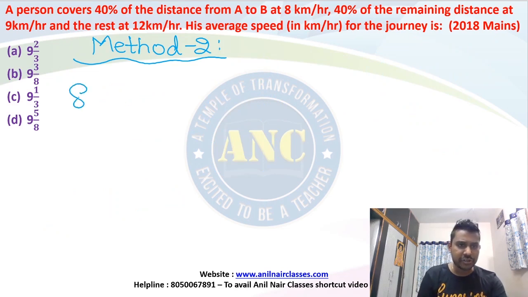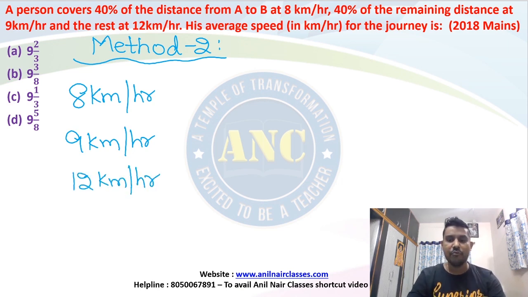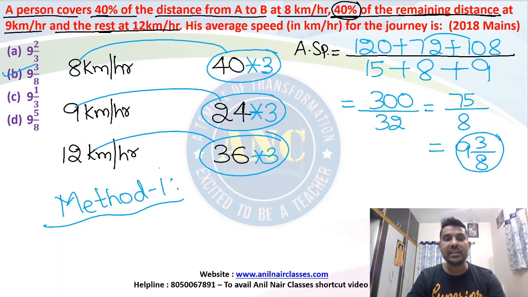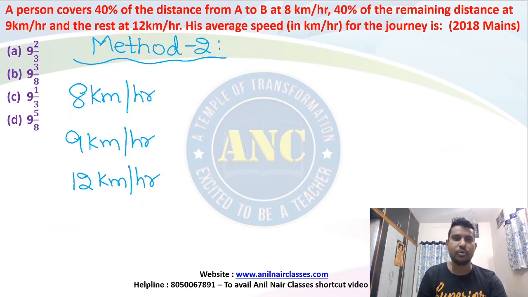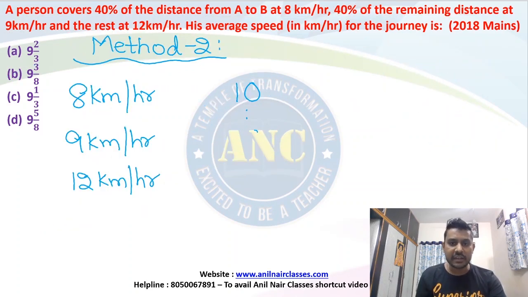Now see here. The question says 8 kilometers per hour is the first speed, and then 9 kilometers per hour is the second speed, and then the third speed is 12 kilometers per hour, right? And we know from the previous method that the distances are 40, 24 and 36. Let me not write those values once again and waste my time. 40 is 4 into 10. This is 4 into 8. This is 4 into 9. So the distances ratio is 10 is to, how much is it? 8 is to, no, sorry, not 4 into 8, 4 into 6 is 24. So 10 is to 6 is to, and the last value is 36. So 10 is to 6 is to 9 is the distances ratio.